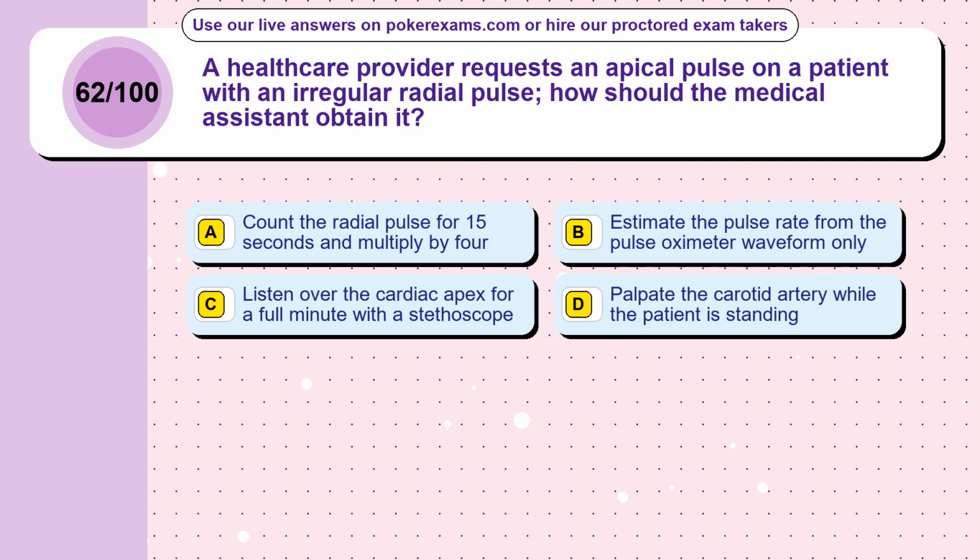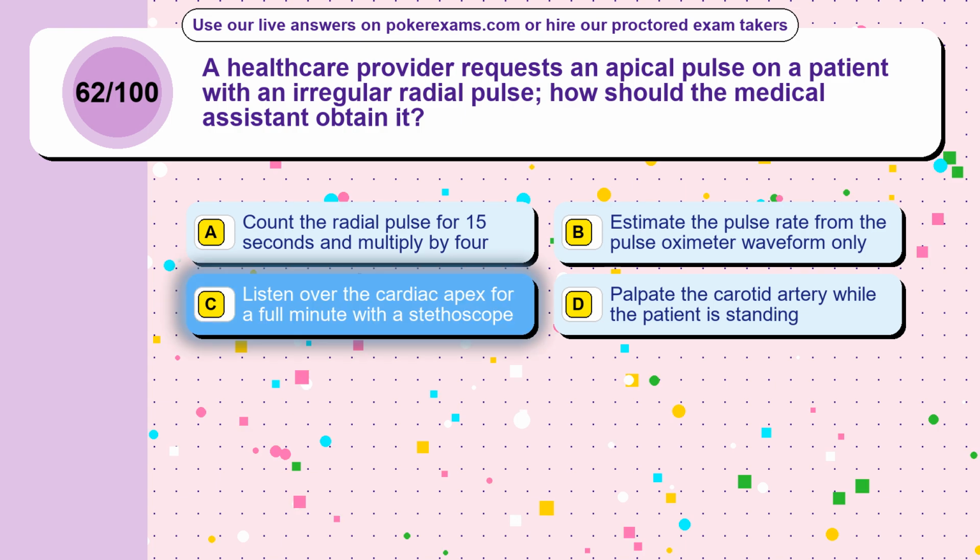Question 62. A healthcare provider requests an apical pulse on a patient with an irregular radial pulse. How should the medical assistant obtain it? Option A. Count the radial pulse for 15 seconds and multiply by 4. Option B. Estimate the pulse rate from the pulse oximeter waveform only. Option C. Listen over the cardiac apex for a full minute with a stethoscope. Option D. Palpate the carotid artery while the patient is standing.